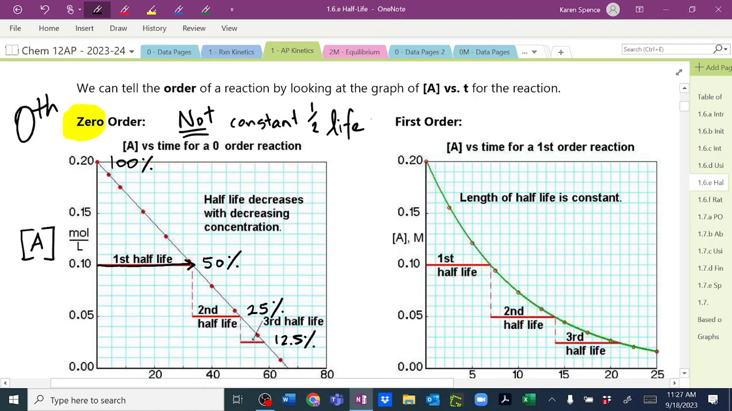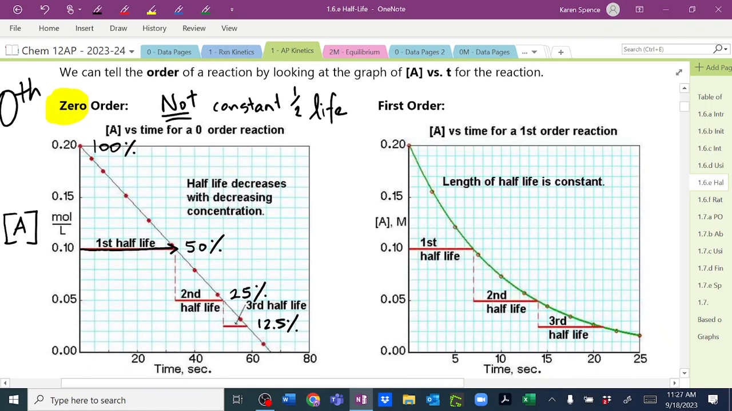First order, if we graph concentration of A versus time, we're not doing any integrated graphing, we're just graphing concentration of A versus time, and we get a curve so that we can see that our first half-life is the same length as the second half-life is the same length as the third half-life. So here for first order, we have a consistent half-life.